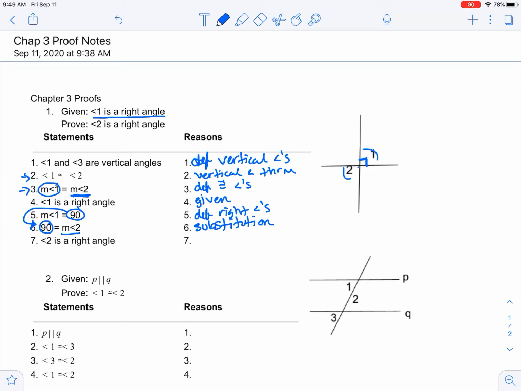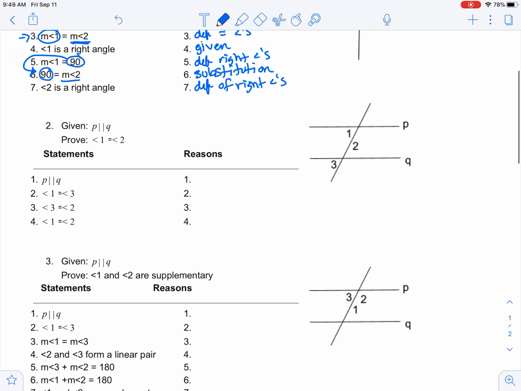So if I say that measure of angle 2 equals 90, can I now say that angle 2 is officially a right angle? Yes. By what? How do I go from the equation to the words it's a right angle? We use the definition of right angles. Okay? So there's our first proof. Now let's do another one.